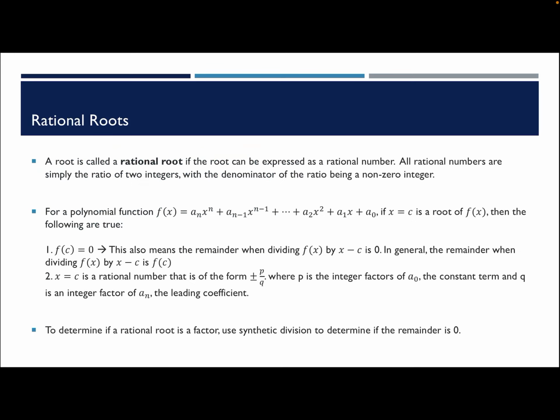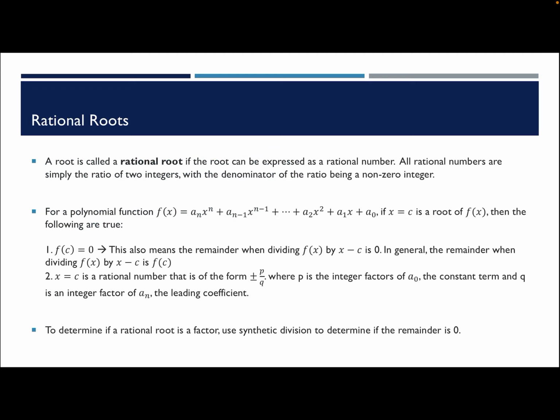A rational root is a root that can be expressed as a rational number, and every rational number is just one integer divided by another integer, where the denominator can't be zero. So if we have a polynomial of nth degree and we take it all the way down to a constant, if x equals c is a root of that function, two things are true. One, it means that f of c equals 0, which means that when we divide by the factor x minus c, we're going to get a remainder of 0.